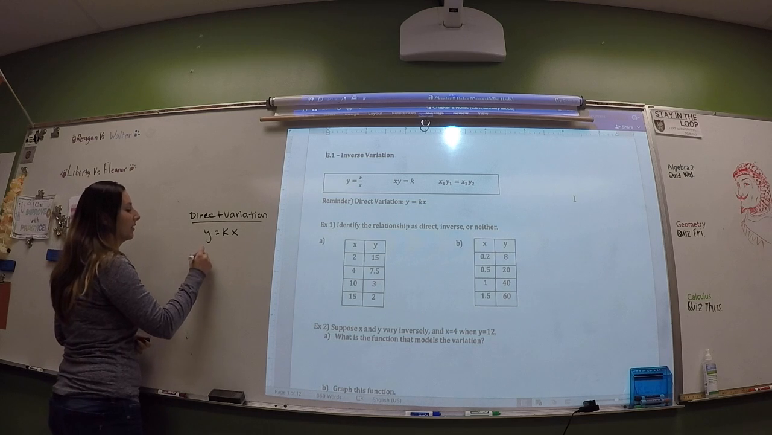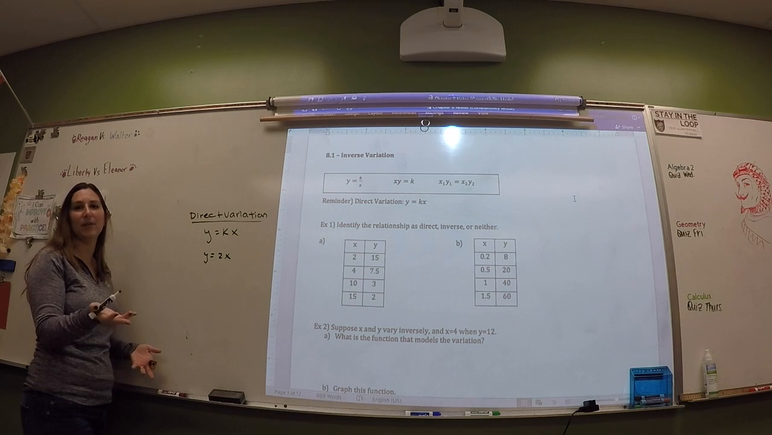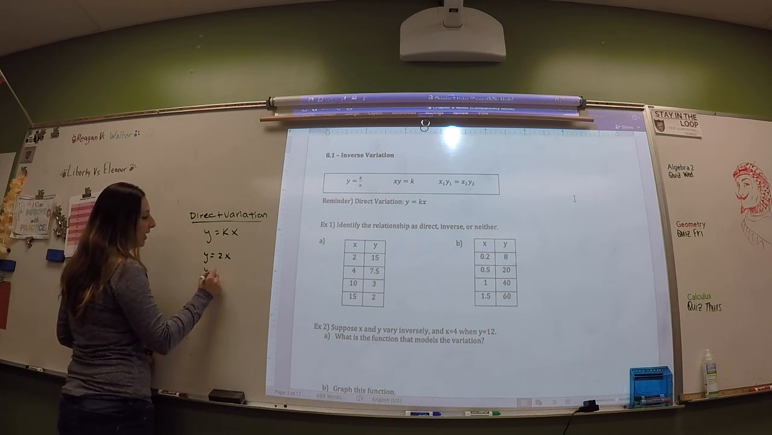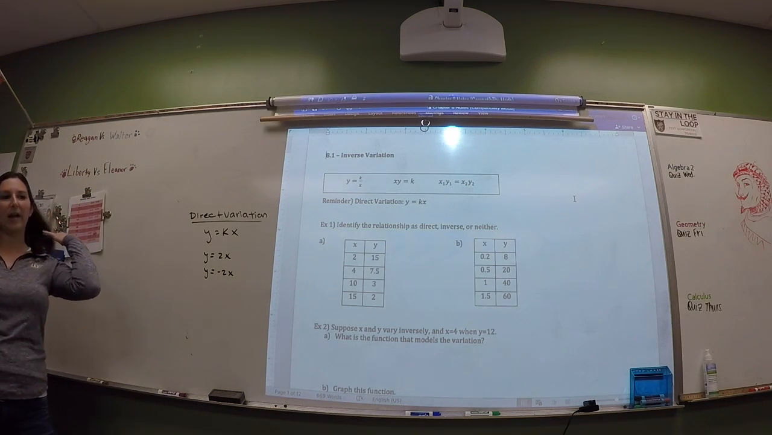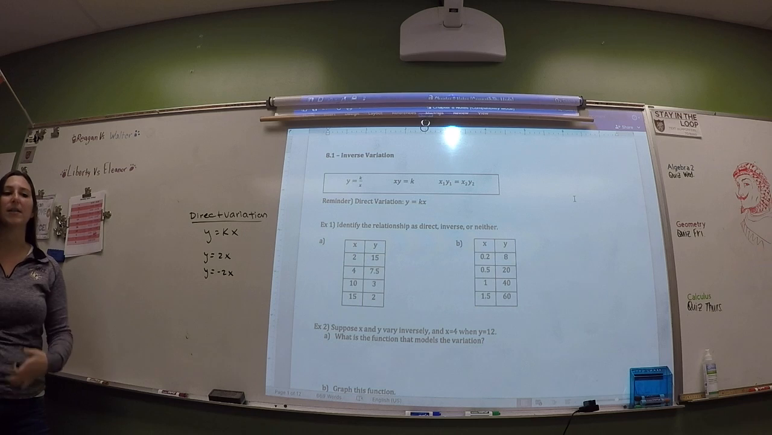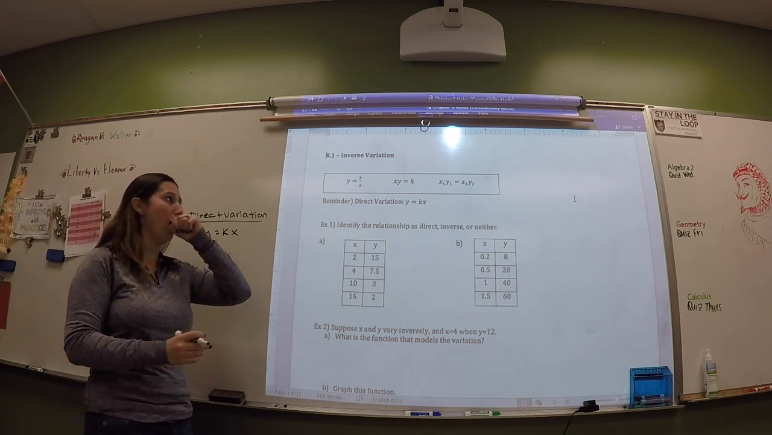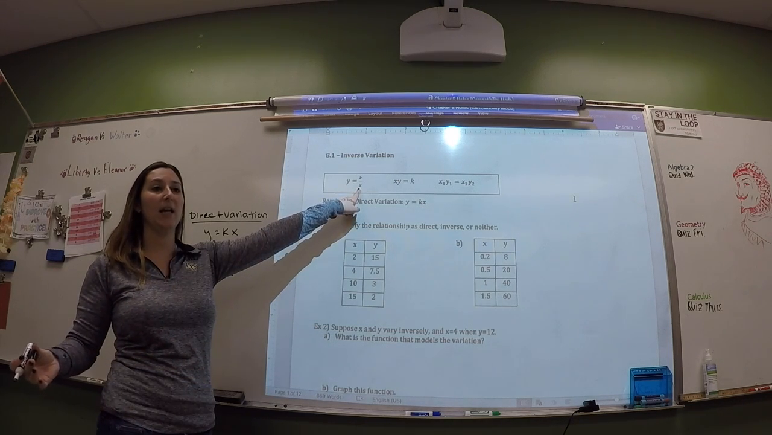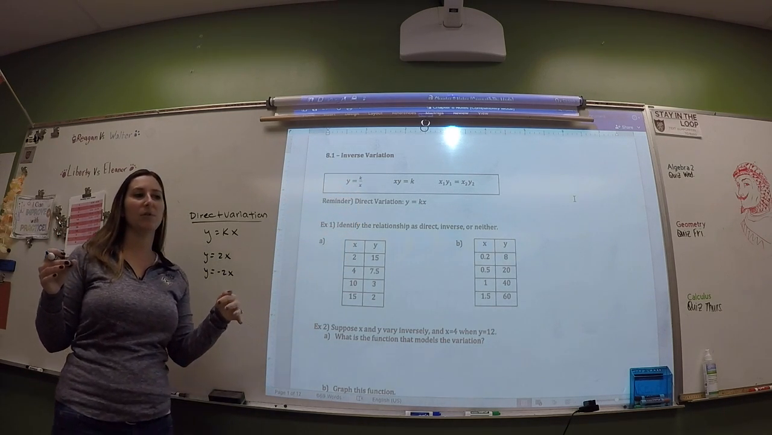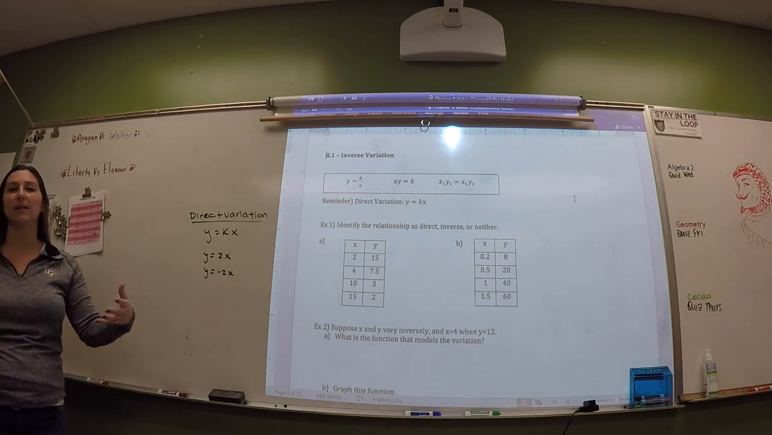So if k was 2, then that meant y was going to be double x, every time. And if k was -2, then y was going to be the negative doubled x every time. And that would be constant, over and over and over. It wasn't going to change at all. With inverse variation, x is being divided by k, which means that the relationship between y and x isn't going to be the same. It's not going to create that linear look.